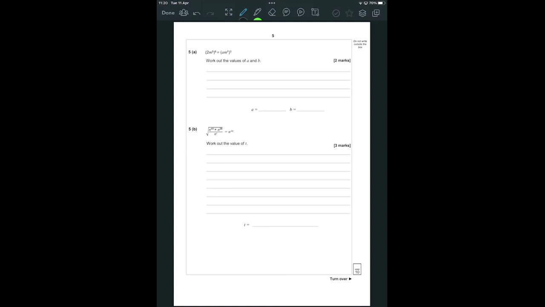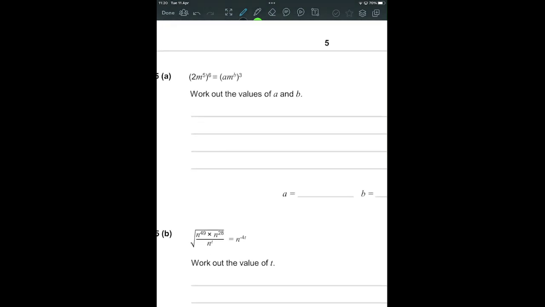Question 5. I was going to say this could have come off a GCSE question, but it's a little more challenging. It doesn't have any new material on it, however.